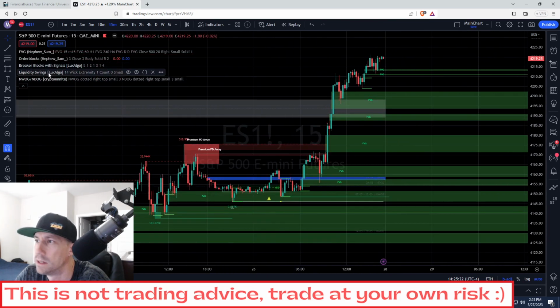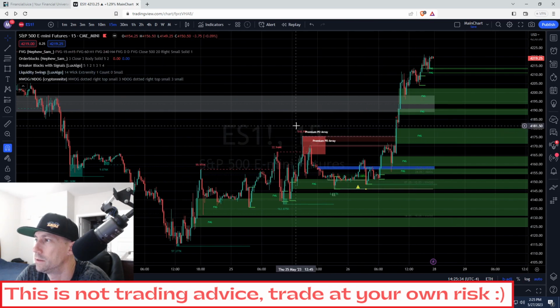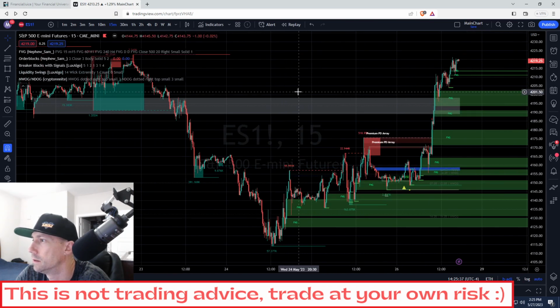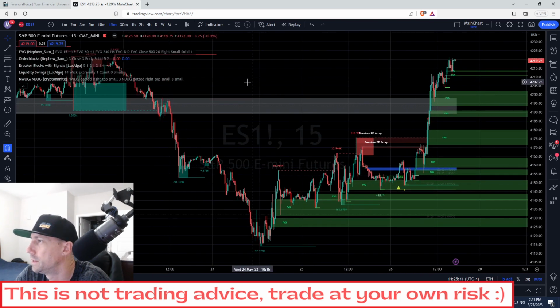Can't see one. Liquidity swings are what they say, so if I turn it off, you can see those lines are not there. See? And we are looking to take out prior areas of liquidity. These would be more of your draw on liquidities.